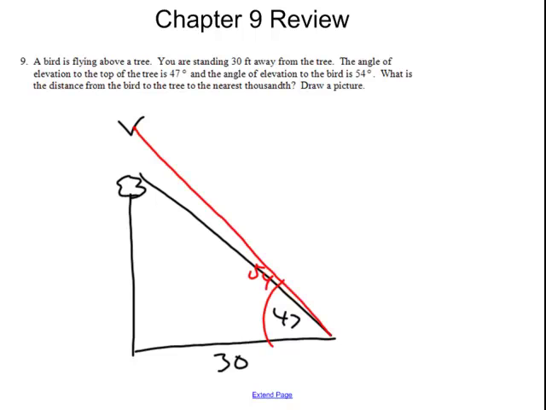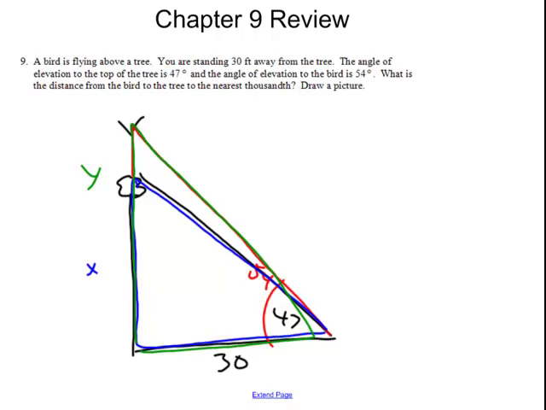Here's my picture. What I'm going to do is actually use 2 right triangles. The first right triangle will give me the height of the tree. The second right triangle will give me the height of the bird. And if I subtract the height of the tree from the height of the bird, that will give me the total that I need. And so I guess I'll start with the height of the bird first. We got a tangent going on here again because I'm looking for this side over here, and I'm going to call the height of the bird y, and I'll call the height of the tree x.